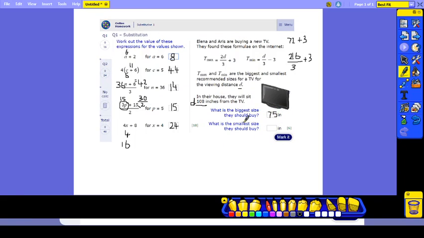And I'm going to do the exact same for the smaller size that they should buy. So here I've got the T minimum, which was this part here, is the same as the distance, which is 108. So distance is 108 divided by 3, and then take away 3. So 108 divided by 3, which again you're going to do in the bus stop method. I'm just doing it quickly on a calculator for purposes of this. 108 divided by 3 is 36. So then I would have 36 take away 3, which would be 33. I can do that bit in my head. 33.